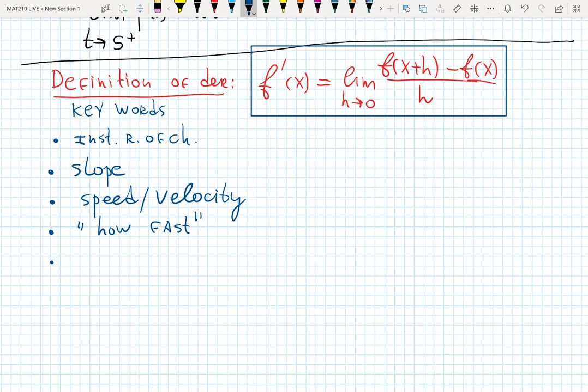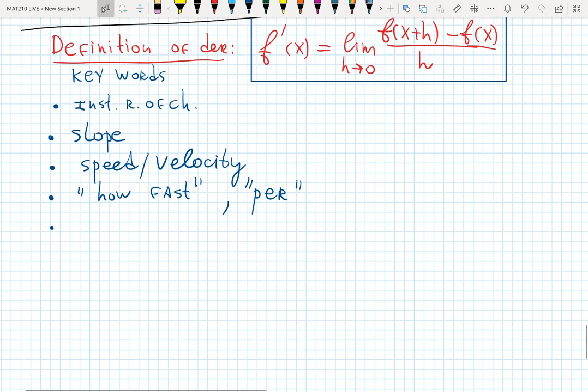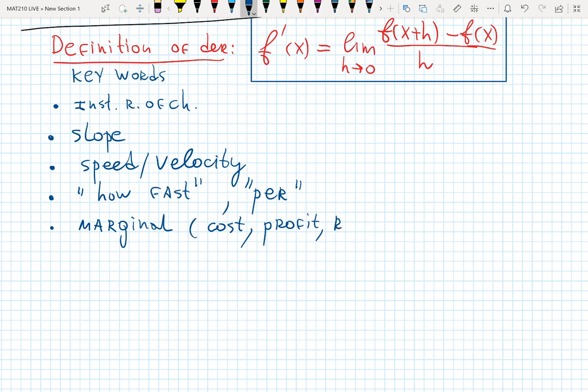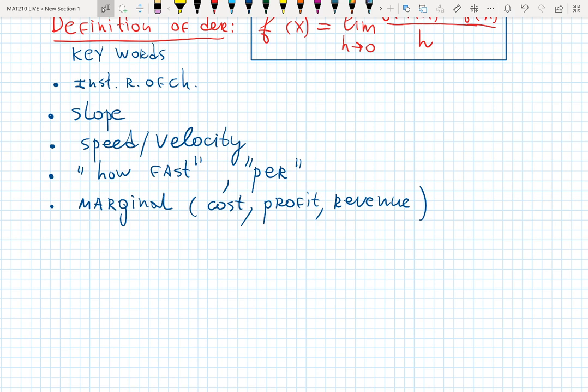What else? Sometimes you see per. Like find how many miles I traveled per hour. That still means we want you to differentiate how fast. And of course, for business students, we're going to use a lot of marginals. Find marginal of the cost function, profit function, revenue function. Immediately you see this, it's supposed to trigger you. They want you to find a derivative. That's it. Very nice. When I give this list to students, they do much better on the exams.